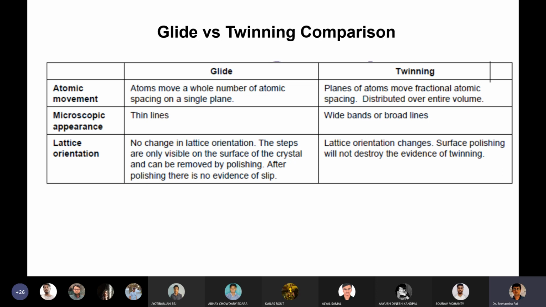But in case of twinning, lattice orientation changes. Surface polishing will not destroy the evidence of twinning. So the evidence of twinning will be seen even if you finish the surface. After finishing the surface also, you can see the evidence of twinning. These are the basic fundamental differences between glide and twinning phenomena.